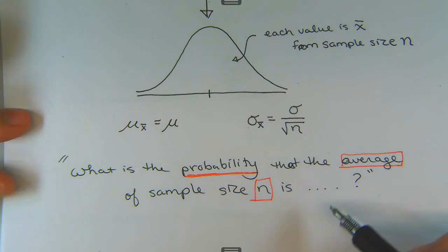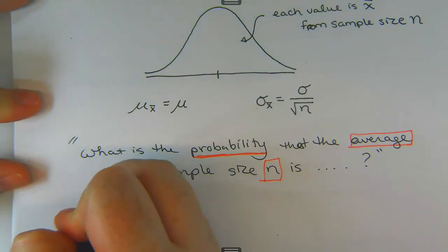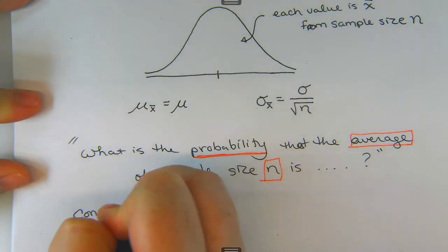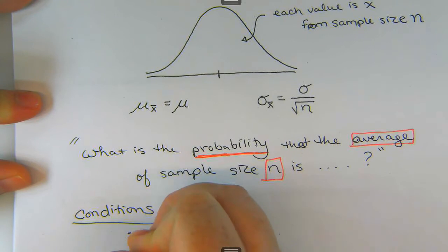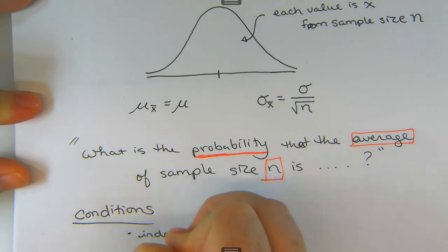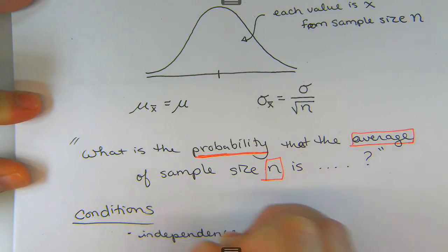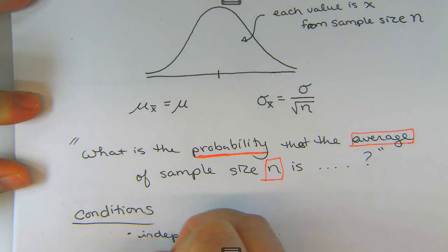And when we do this, we need to check our conditions, and just to review our conditions, we need to check that we have independence. We need to check that that sample is random.